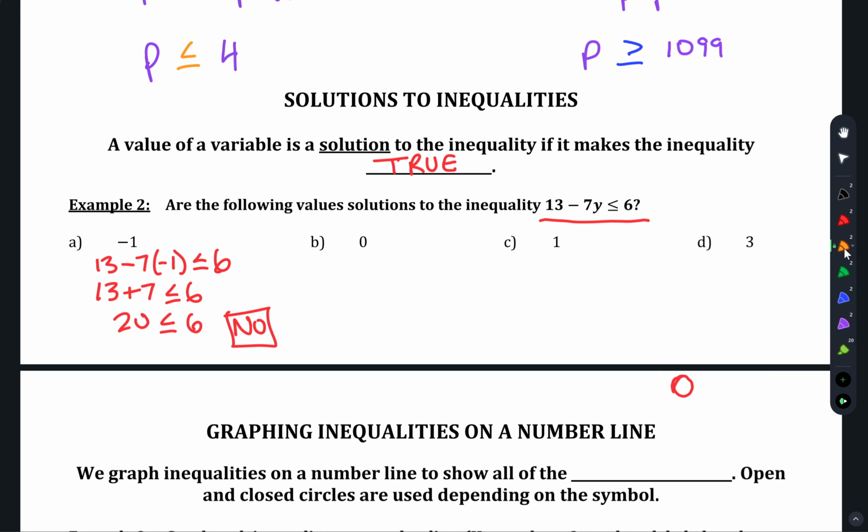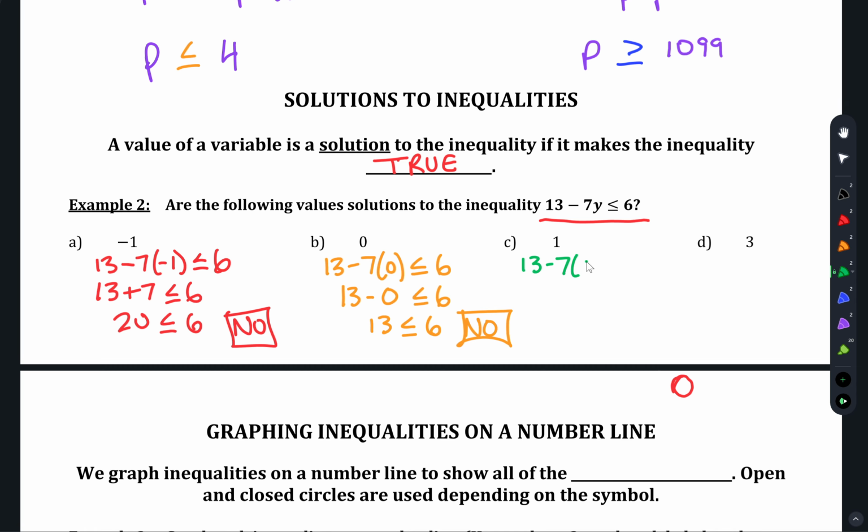I can do the same thing in all of these other examples. So 13 minus 7 times 0, again, plugging it in parentheses. 13 minus 0, or 13. Again, not less than or equal to 6, so not a solution again.